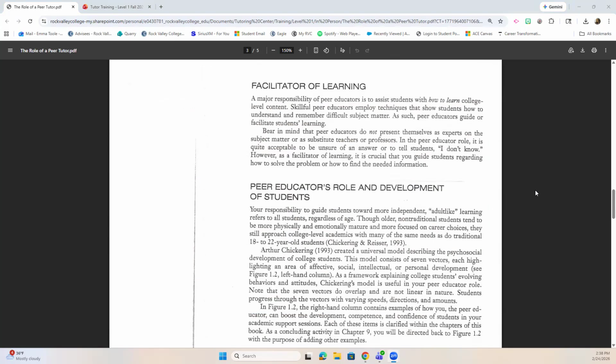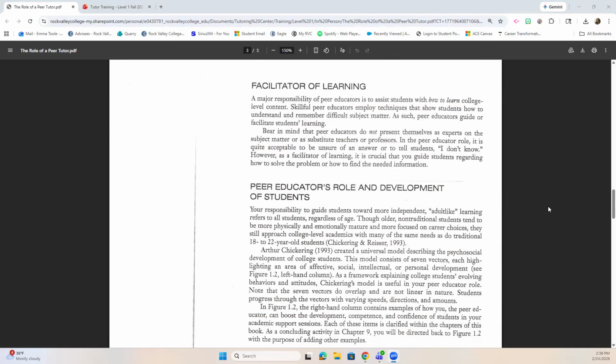Facilitator of learning. A major responsibility of peer educators is to assist students with how to learn college-level content. Skillful peer educators employ techniques that show students how to understand and remember difficult subject matter. As such, peer educators guide or facilitate students' learning.